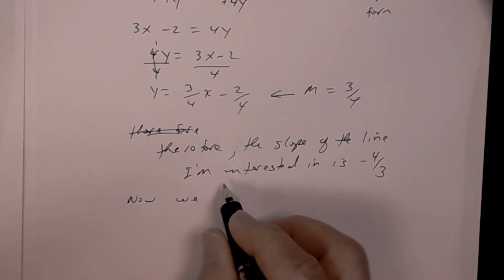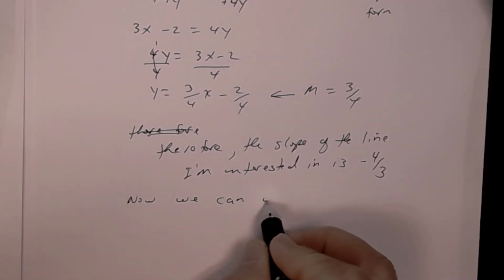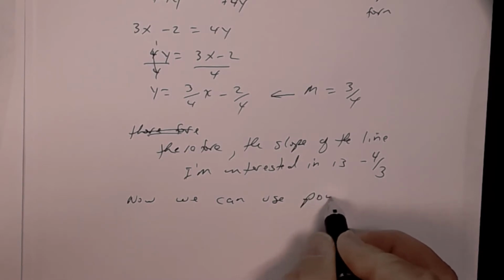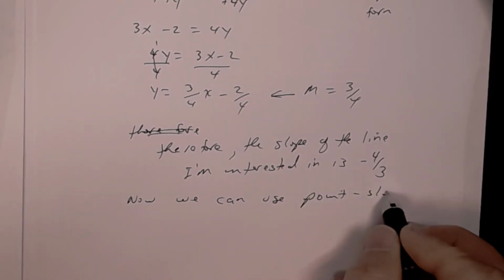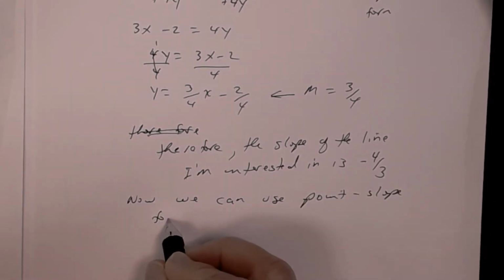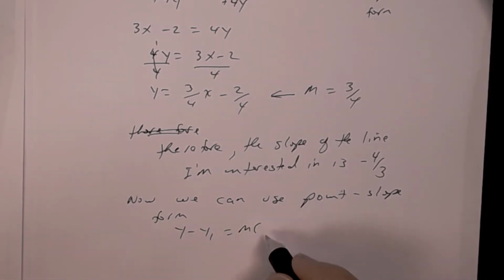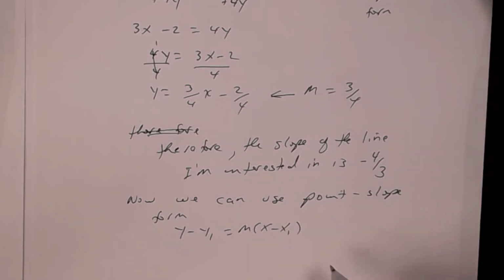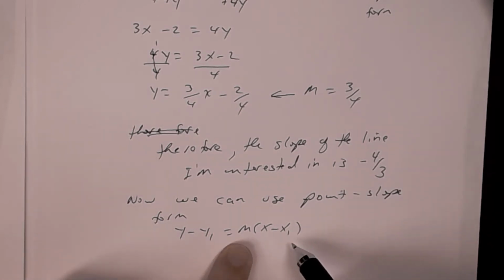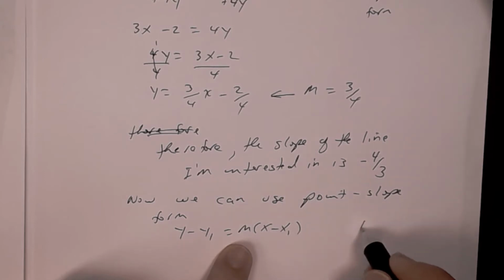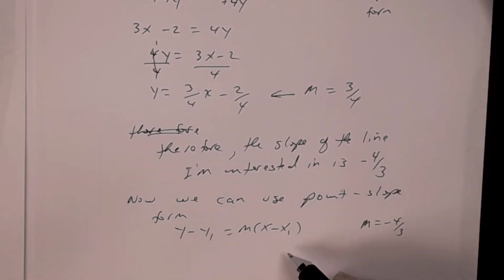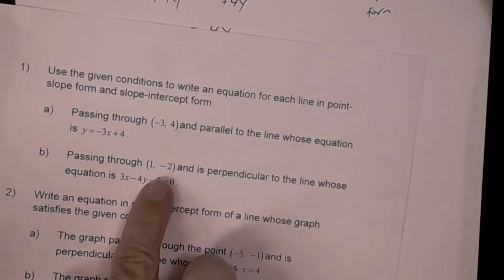we can use point slope form. Okay, so y minus y1 equals a slope times x minus x1. And so we can use point slope form because I now know the slope, so the slope is negative 4/3. And I know a point on that line. A point of that line, remember, is 1, negative 2.